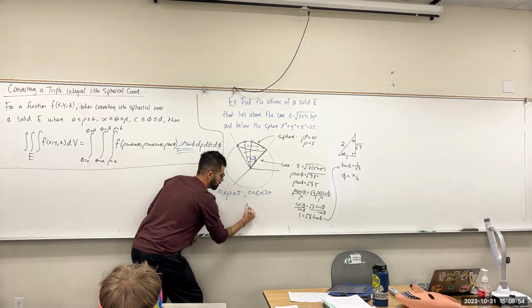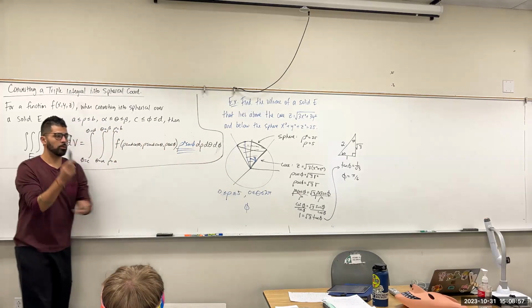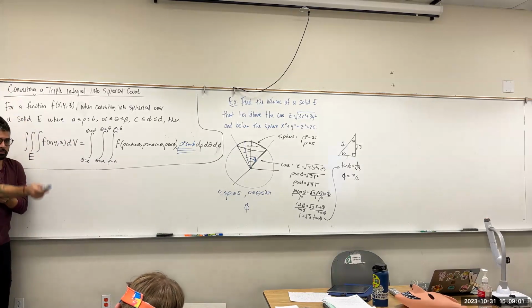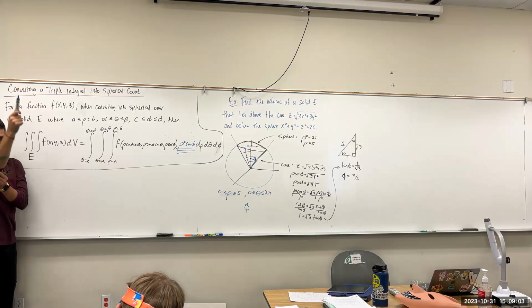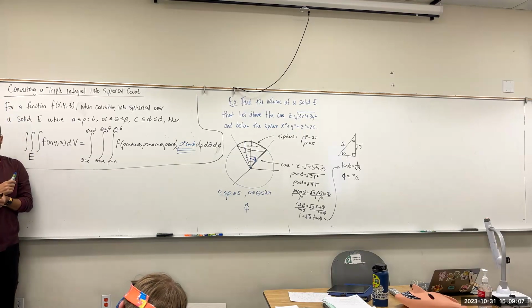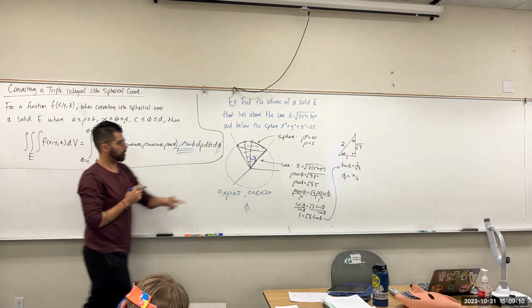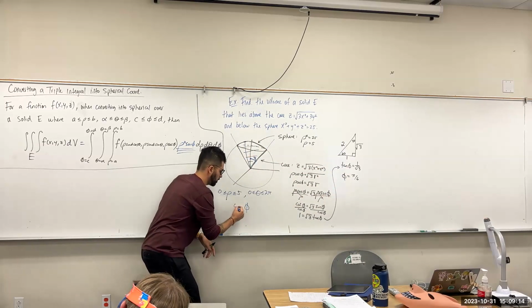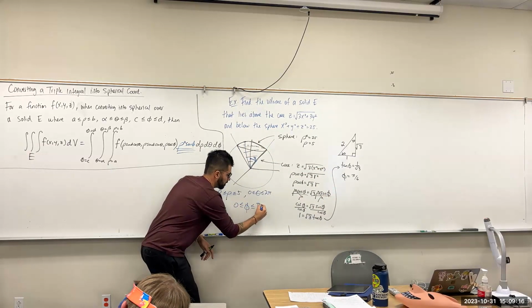Now, what about phi? That rho laser starts at the positive z-axis. It goes from 0 towards the slant of the cone, pi over 6. That's why you needed that information. That's why we needed all this work here. So it goes from 0 to pi over 6.